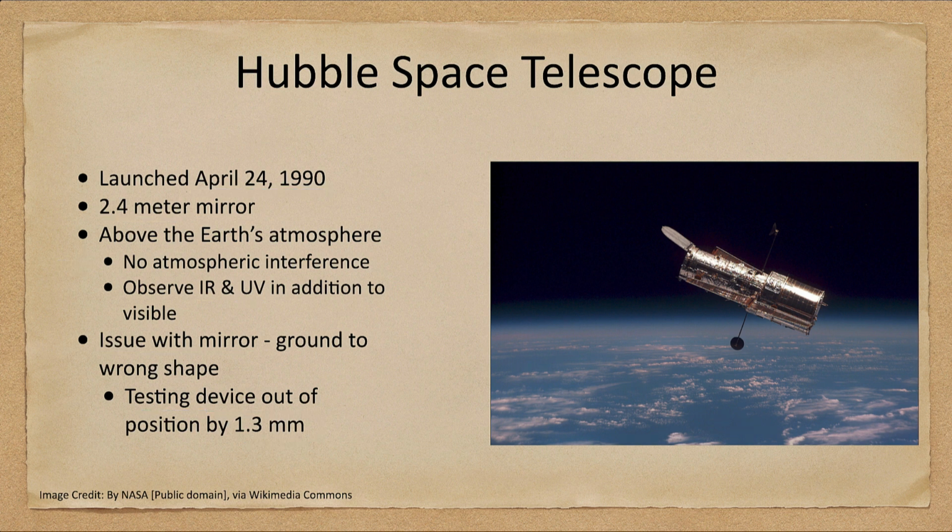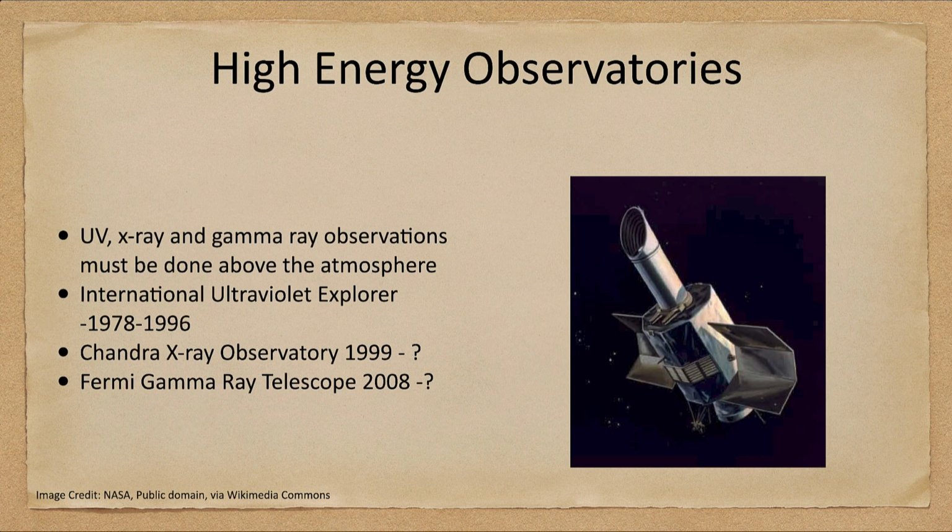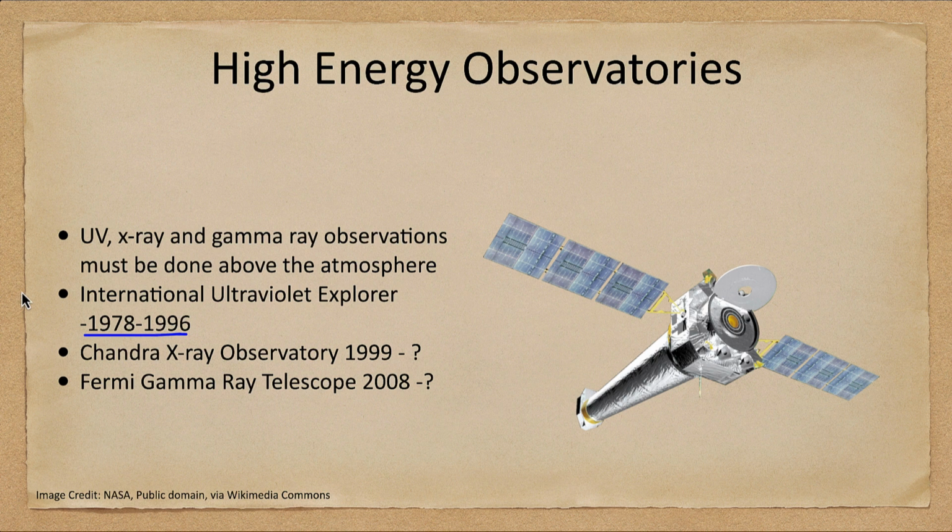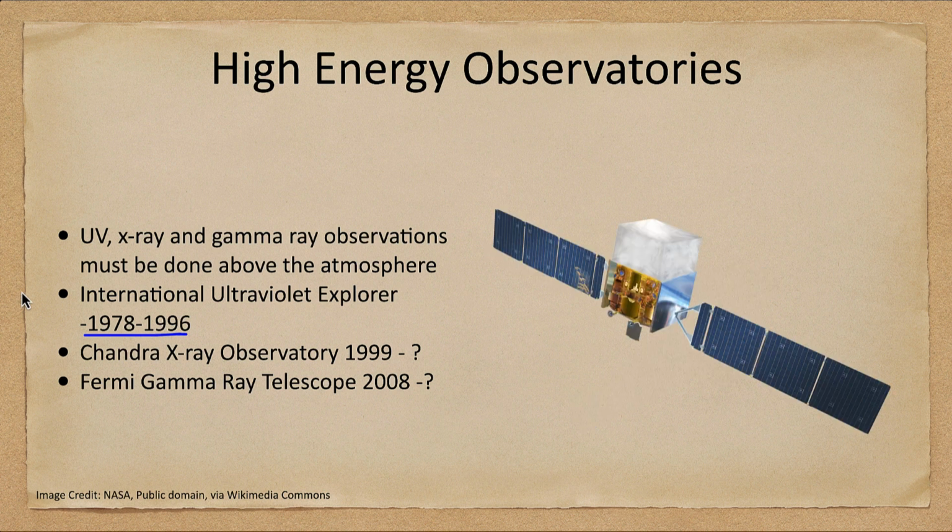Now we also can look at high energy. Some of the high energy observatories we use are things like the International Ultraviolet Explorer, which was up for nearly 2 decades to study the universe in the ultraviolet, and the Chandra X-ray Observatory, and the Fermi Gamma Ray Telescope, again to look at the universe in other parts of the electromagnetic spectrum. So X-rays and gamma rays as well.